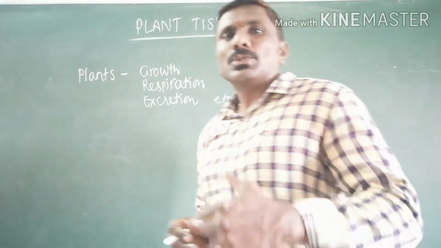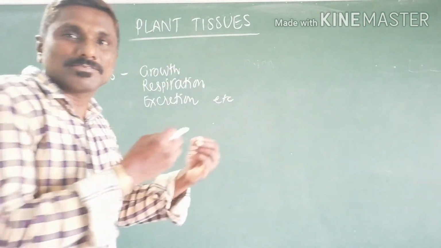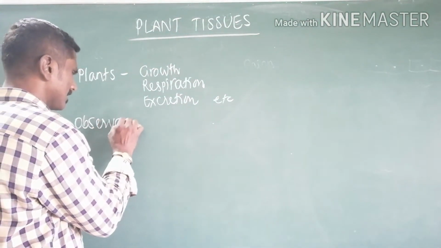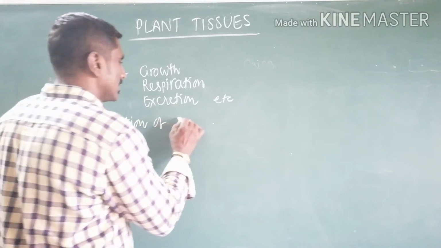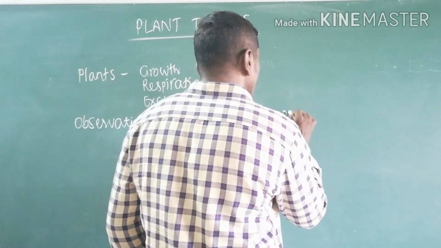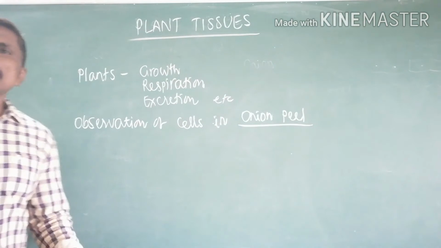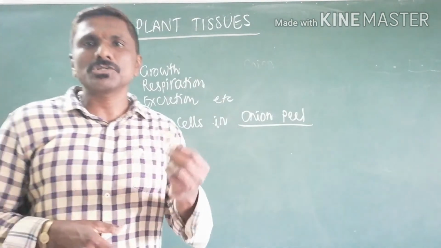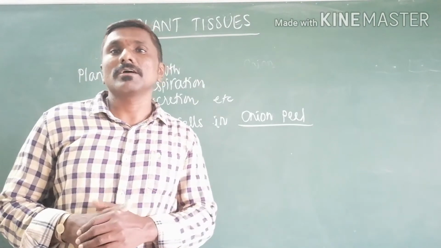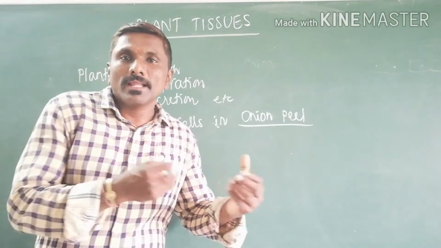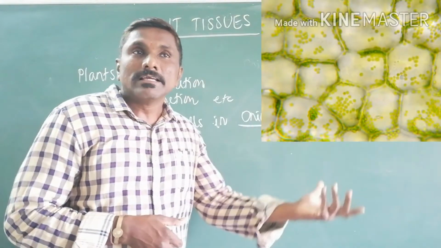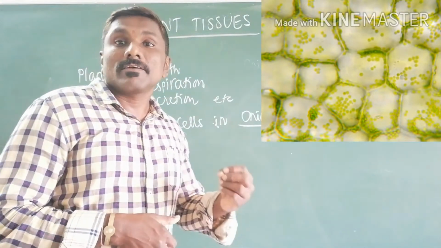To observe the various cells in the plant, we will do some activities. First, observation of cells in onion peel. For this activity, we take the onion peel and put it on a slide, add a drop of water, cover it with a cover slip and observe it under the simple microscope. You will see compartment-like structures in the onion peel. They have a cell wall and a definite nucleus.